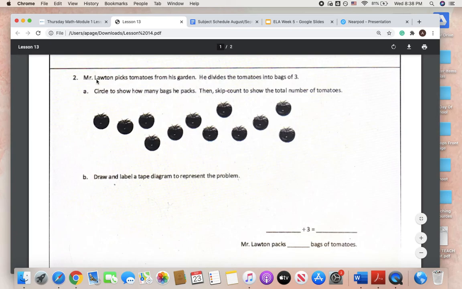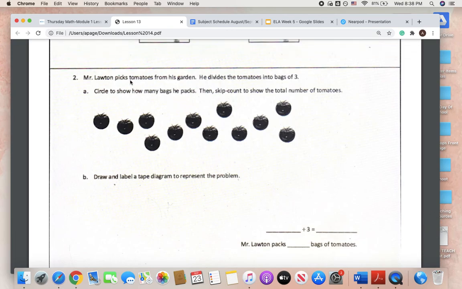Number 2, Mr. Lawson picks tomatoes from his garden. He divides the tomatoes into bags of 3. Circle to show how many bags he picks. So what would be helpful is they've already done the drawing for you. So he divides the tomatoes into bags of 3. Bags of 3 means 3 in each bag. So circle groups of 3, right? Tell me, how many groups of 3 are there? That shows how many bags he has.